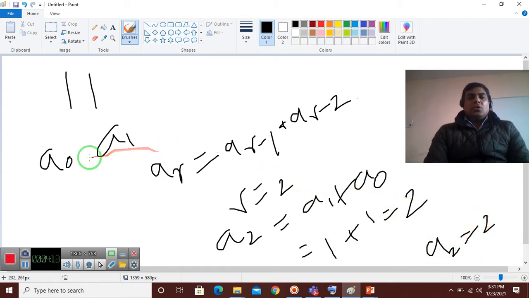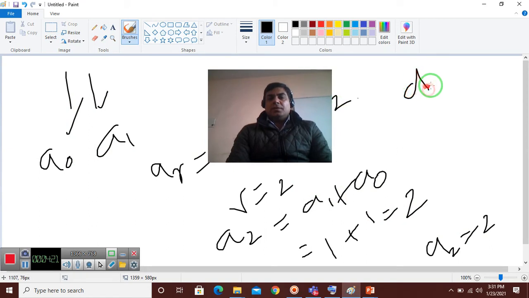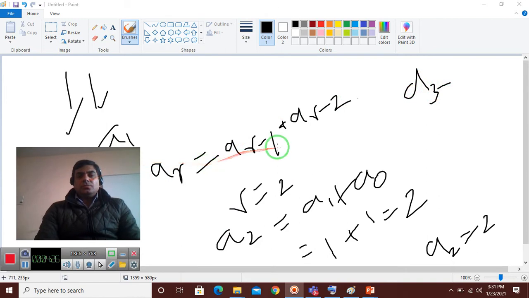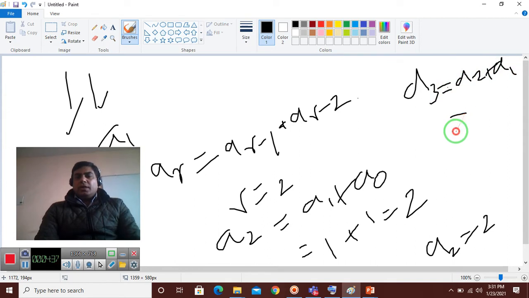Because we already know the calculated previous value, we can put it here and find the solution of a2. Now we want to find a3. Just put the value in this relation: a(3 minus 1), that is a2, plus a1. The a2 value is already calculated, as I have explained: the previous value should be calculated first, then you can calculate the next value. So a3 is the next value, a2 is already calculated, and a1 is given, so the value is 3.